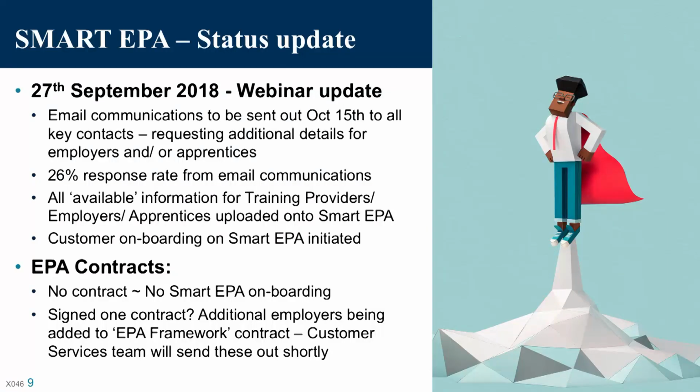So Smart EPA, if some of you had attended our webinar update on the 27th of September, we had talked about sending out email communications on the 15th of October to all of the key contacts that we have, requesting additional details for employers and apprentices. That did happen on the 15th. We have got a very low response rate, unfortunately. It's only 26% of the emails that were sent out actually got back to us with the completed details. So we are reaching out individually, but any training providers or employers who have returned that information to us have now all been uploaded onto Smart EPA.